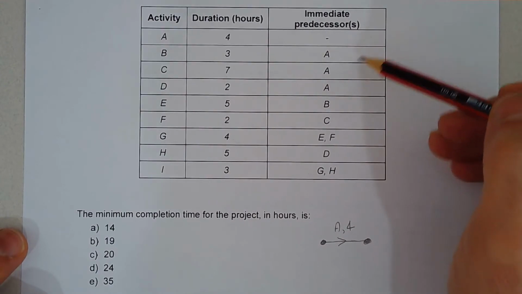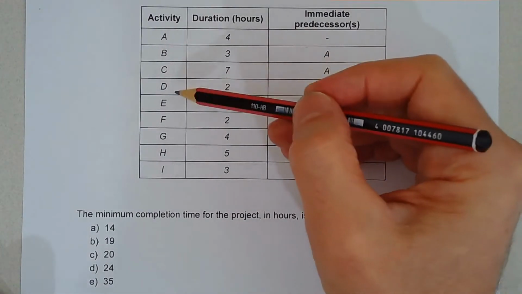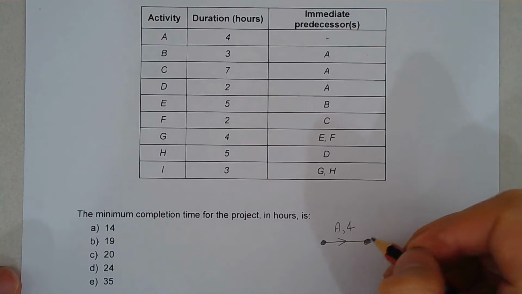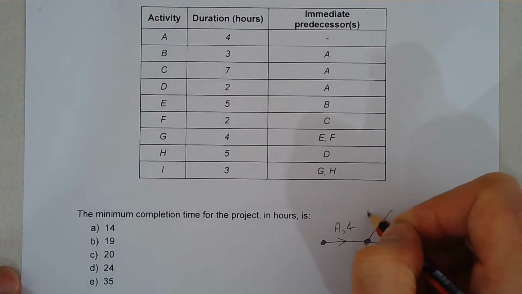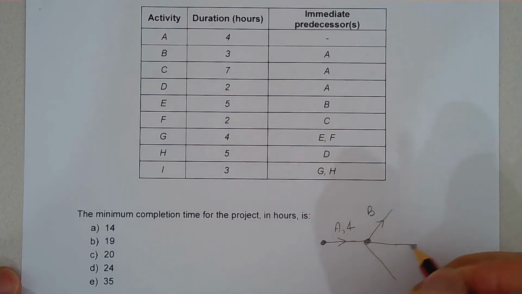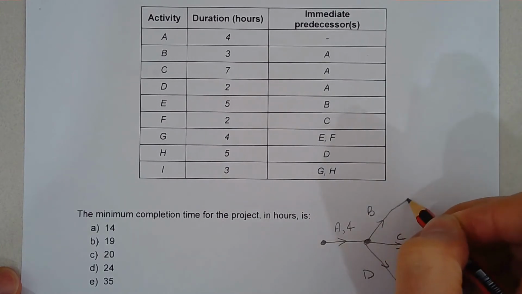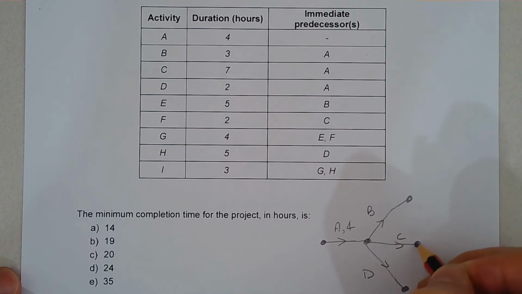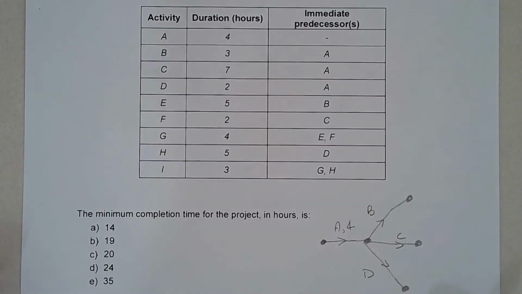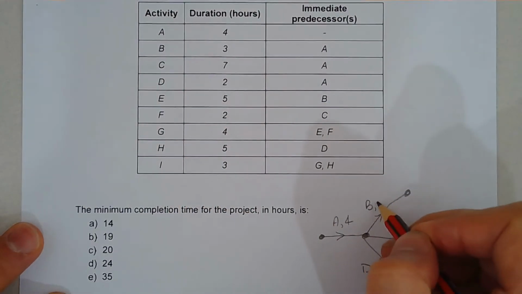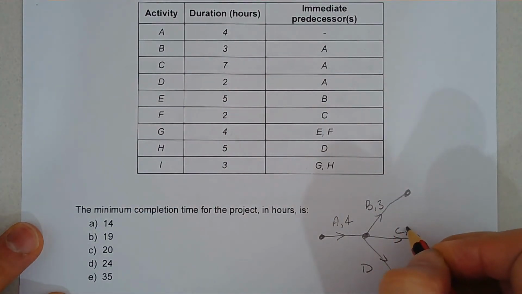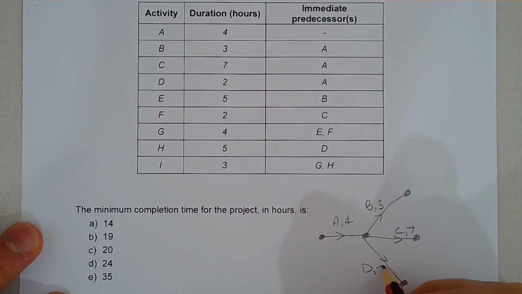Okay, so we can see from the table that activities B, C, and D all depend on A. So we can do it this way. Okay, so B, C, and D. Just draw it large enough so that nothing's squashed in too much and you can't see all the detail. Okay, so B is 3 hours, C is 7 hours, and D is 2 hours.